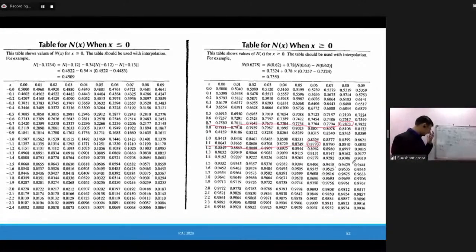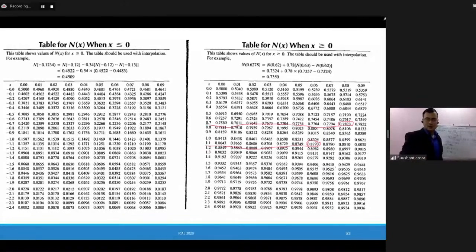Even if the font was small, I'm sorry, you can see the bigger value from here. So ND1 is coming out to be 0.8770 and ND2 is coming out to be 0.7823.